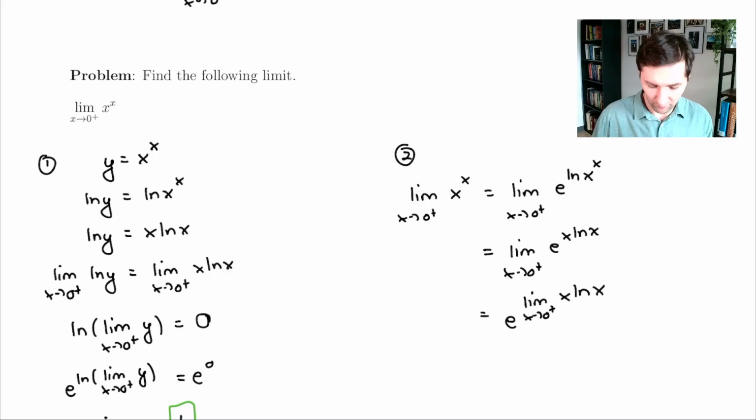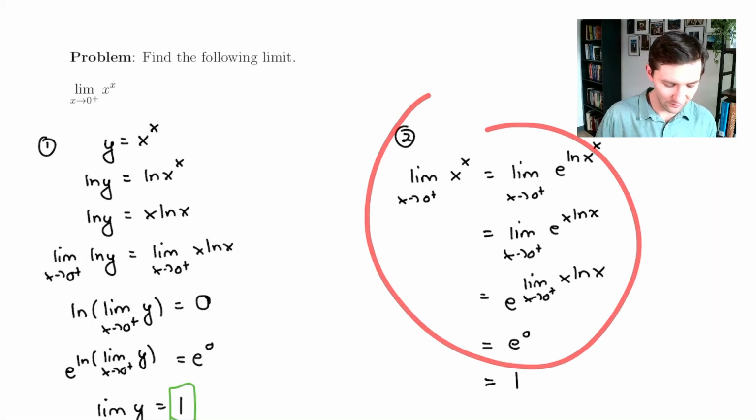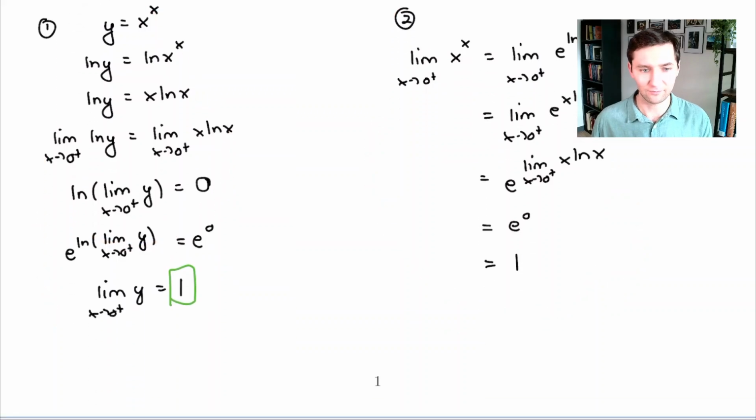We already know the value of this limit. The value of this limit is 0. So this is the same thing as e to the 0th power, which is 1. I have two problems for us to try. In one of them, I will use method 2. In one of them, I will use method 1.